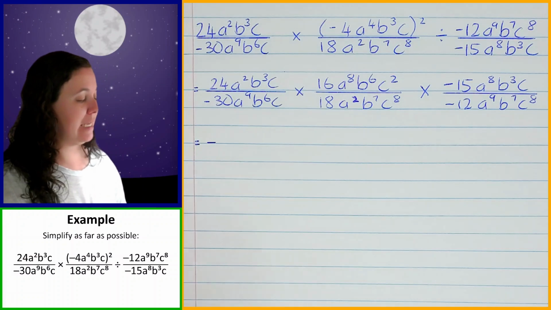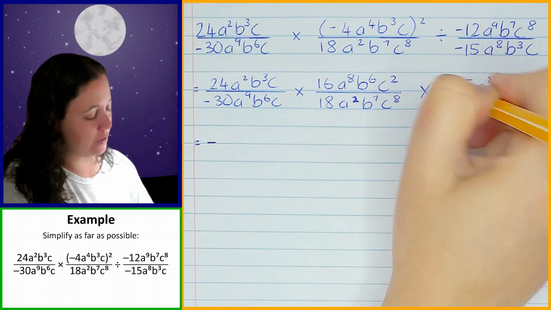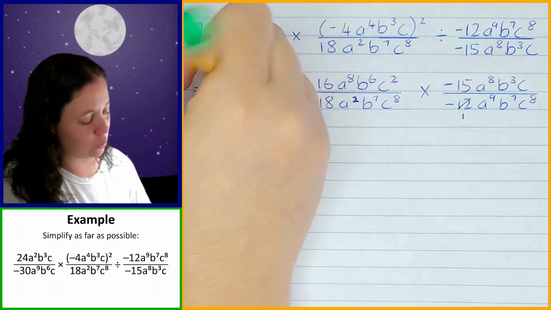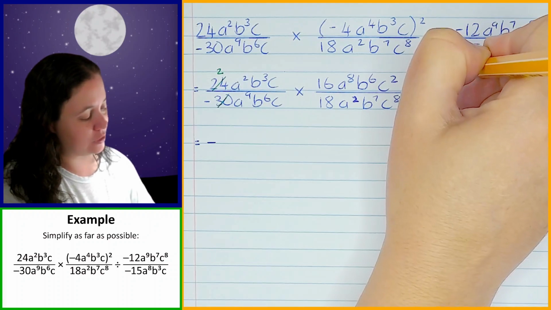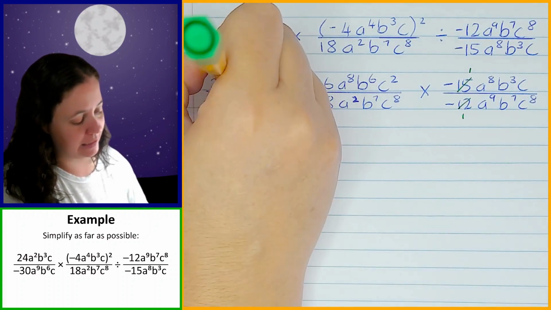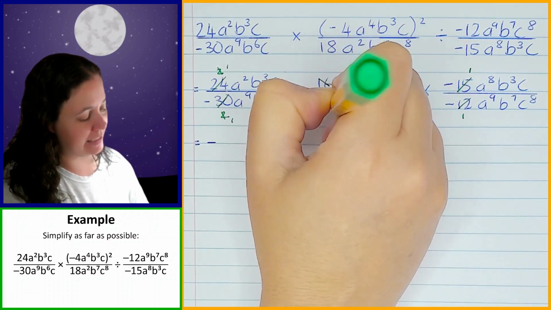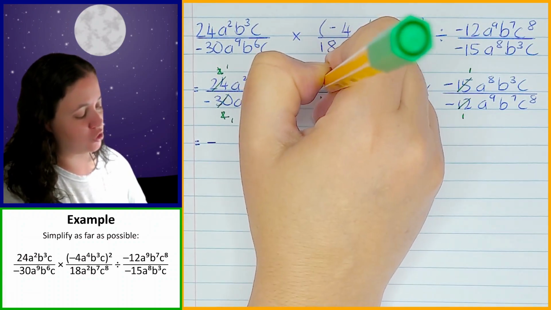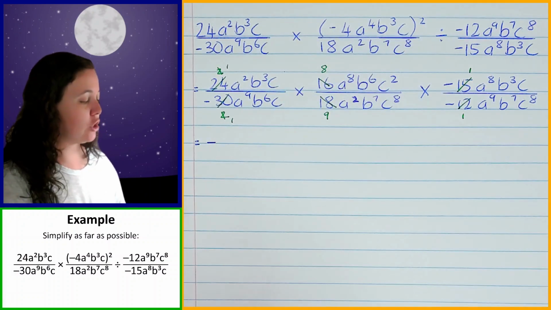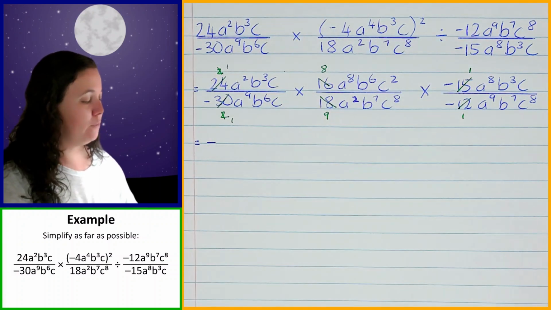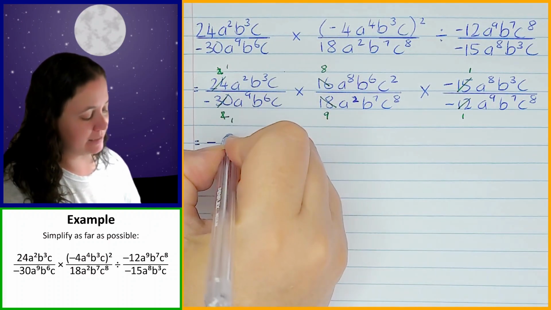Now let's go and have a look at our coefficients. So with the coefficients, I've got 12 and 24. 12 goes in there once, 12 goes in there twice. I've also got 15 and 30. 15 goes in there once and 15 goes in there twice. And then these two 2's can cancel, giving me 1 and 1. And then the 16 and the 18 can cancel, giving me over here 2 goes into 16 8 times and 2 goes into 18 9 times. So I'm left, for my coefficients, with 1 and 8 and 1. That gives me 1 times 8 times 1 is 8.